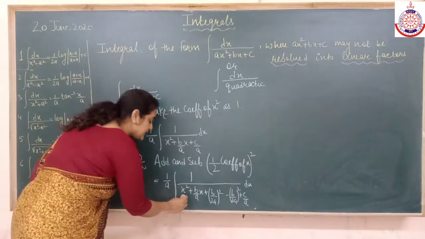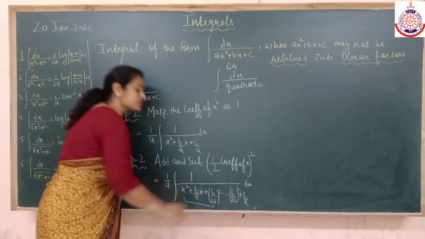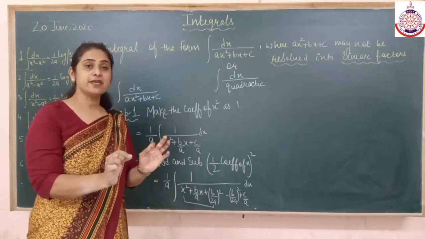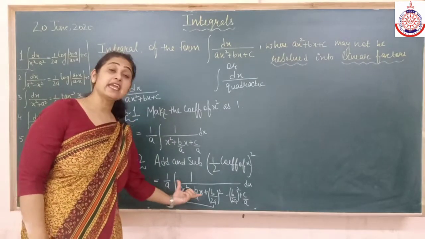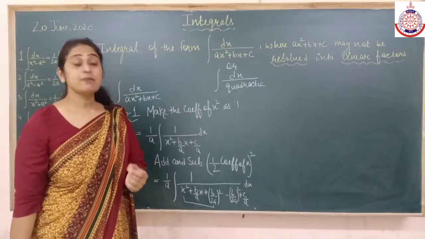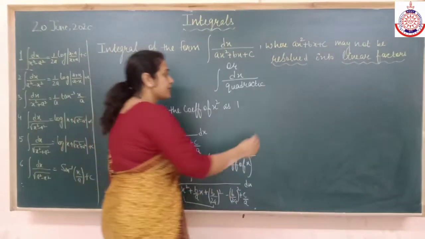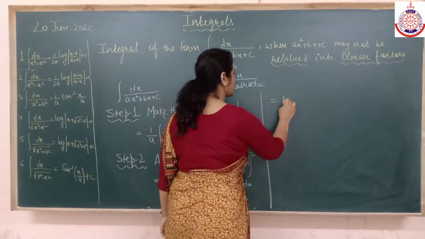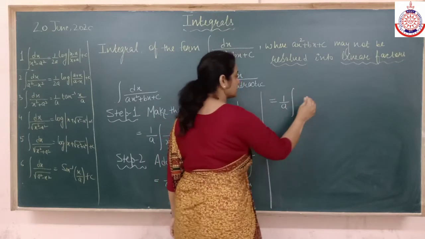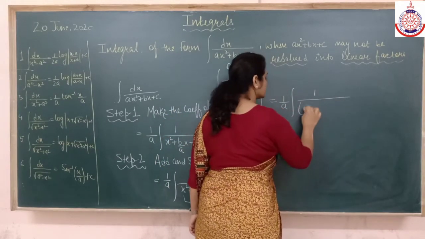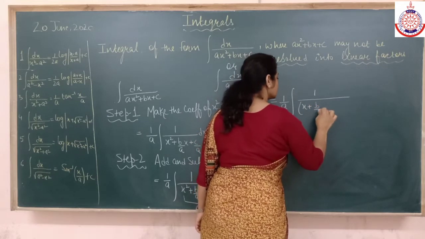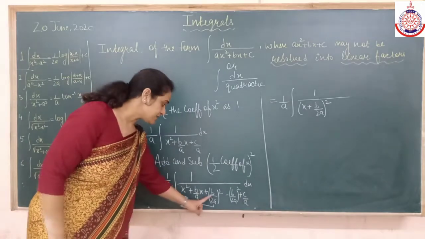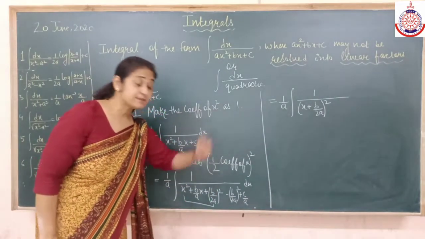Then you will see when you do this, the first three terms will make a square of either a plus b or a minus b. या तो ये बनेंगे a plus b का whole square या ये बनेंगे a minus b का whole square. So that means it will be a square plus b square plus 2ab. So a plus b का whole square.